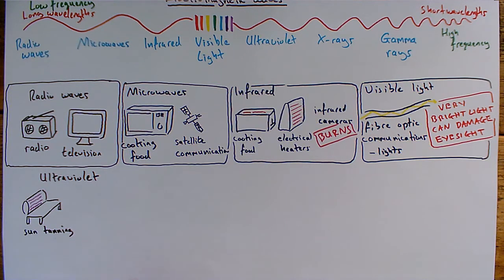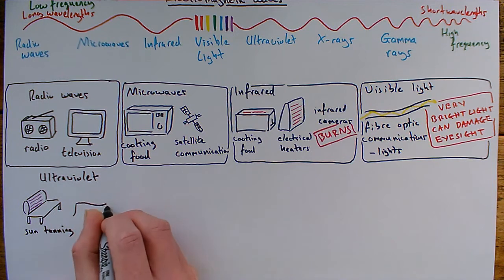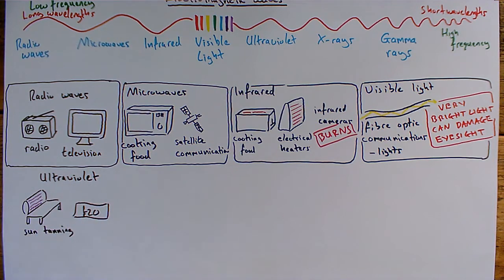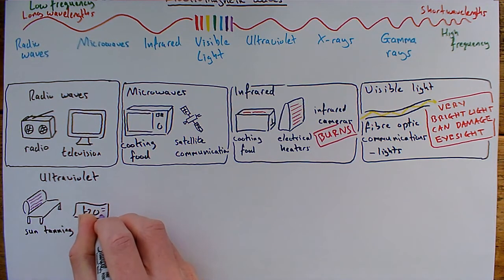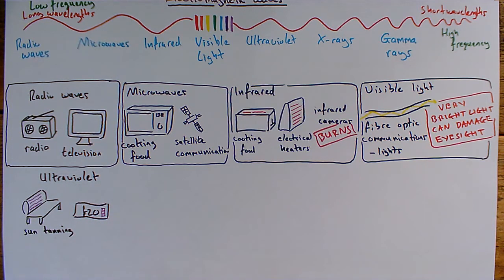Okay. Another use for it is in security marking. So sometimes you might have, or you might be lucky enough to have, say, a £20 note, and hidden on there might be a little image that you can only see under a UV light. That would only be revealed under a UV light. So also used for security marking.